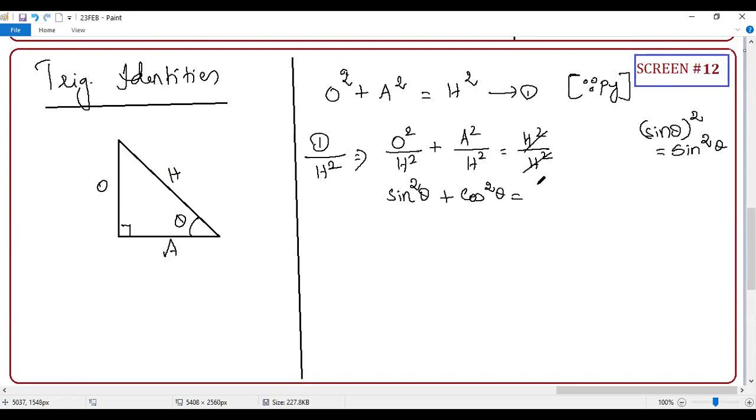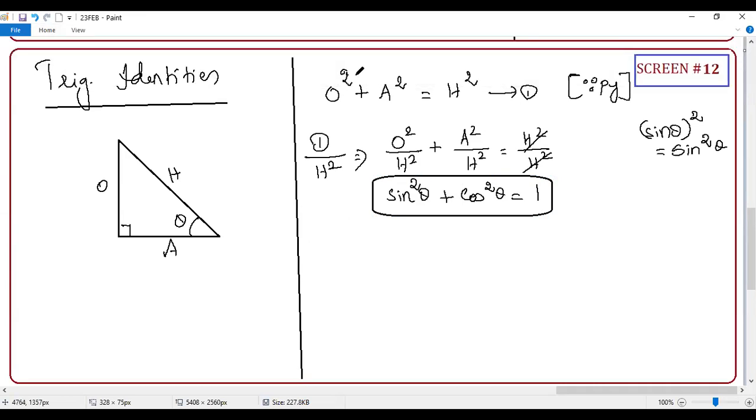Theta. Hypotenuse will get cancelled, equal to 1. Guys, this is your first identity. A student in trigonometry is going to rule the entire science just by using this. See the magic we derived in just 2 minutes, but this 2 minutes of magic is ruling the entire science. Clear or not? This is ruling the entire science.